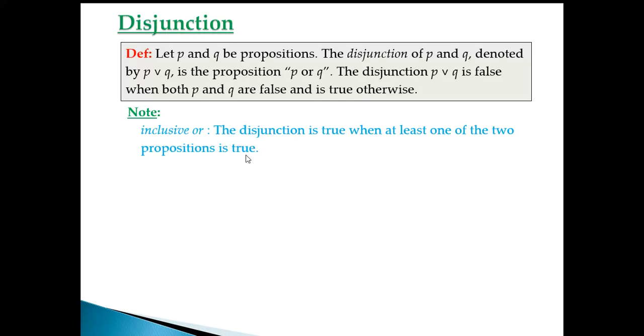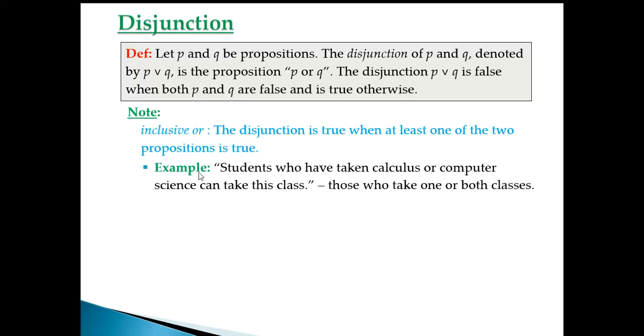Let's take an example here. If we say that students who have taken calculus or computer science can take this class, we use the disjunction or here. So what does it mean? What is the truth value of this? This means those who take one or both classes, right? So this is our inclusive or, the disjunction.